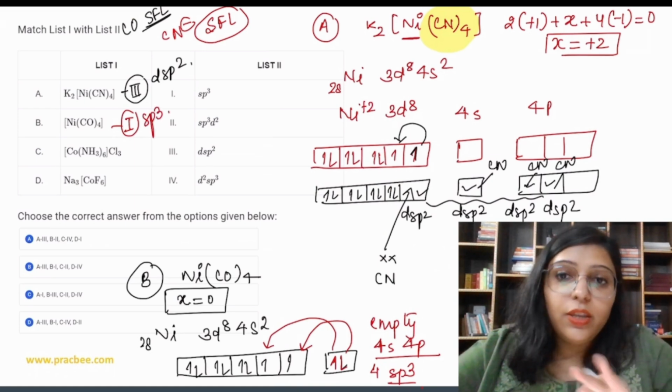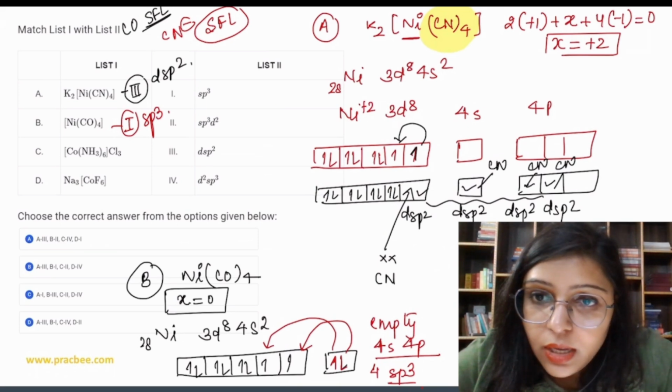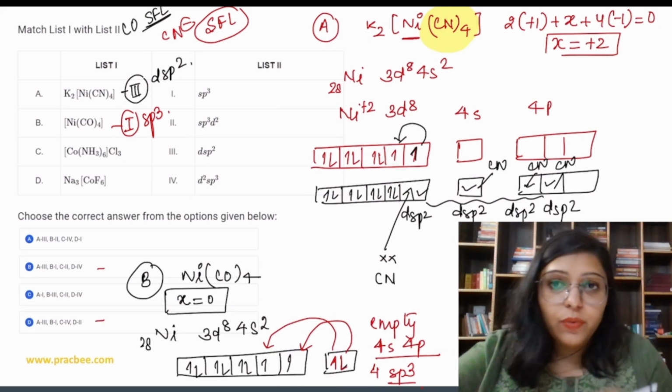Now let us check, do we have this kind of option? So A is 3 and B is 1, but that is true for options B and D. So now we have to check one more, right? So let's check one more.